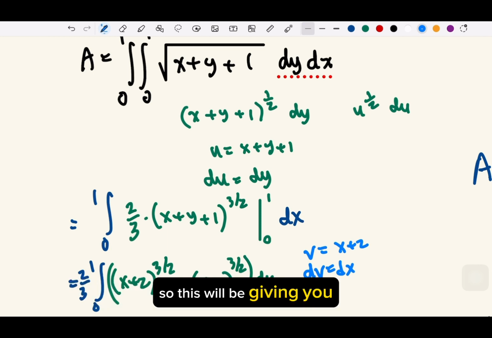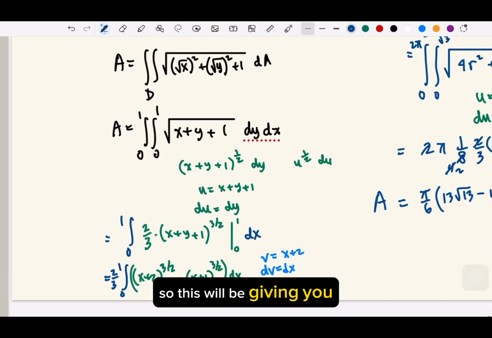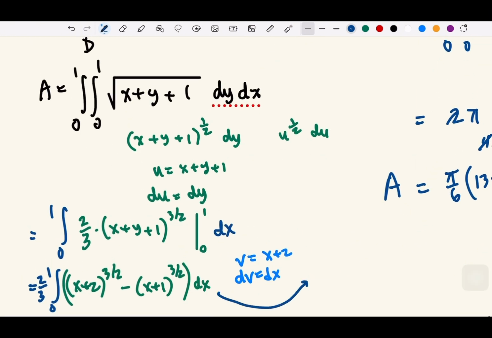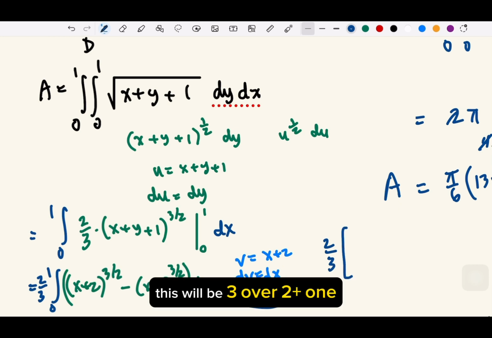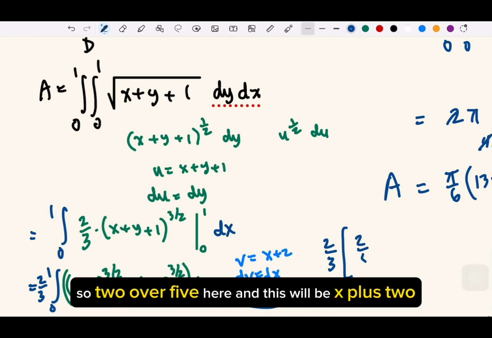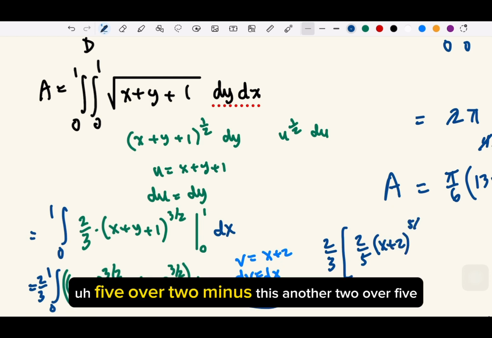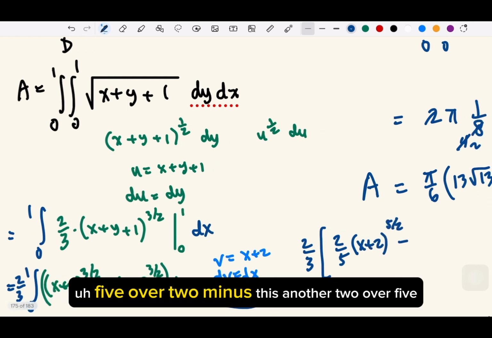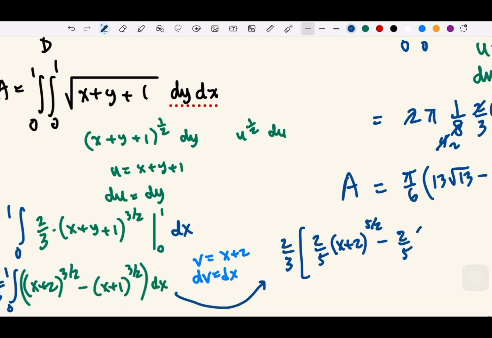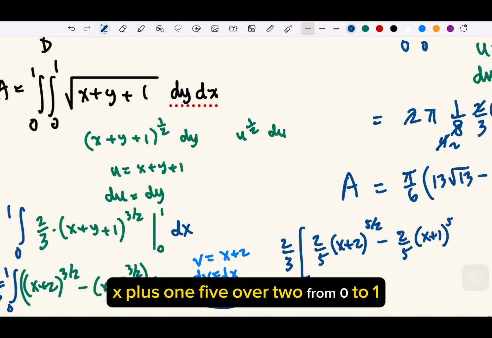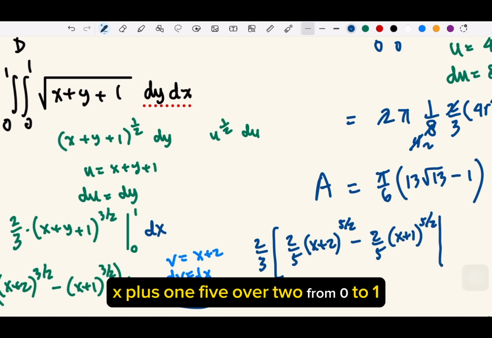So this will be giving you, so 2 over 3, this will be 3 over 2 plus 1, right? So it will be 5 over 2. So 2 over 5 here. And this will be x plus 2 to the power of 5 over 2, minus this other 2 over 5, x plus 1 to the power of 5 over 2, from 0 to 1.